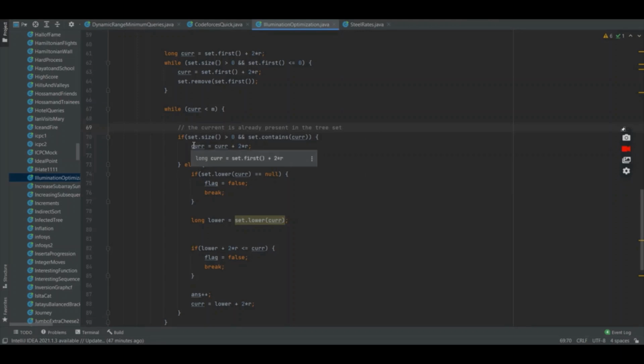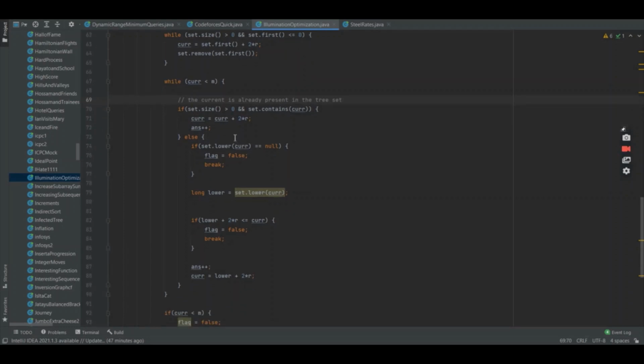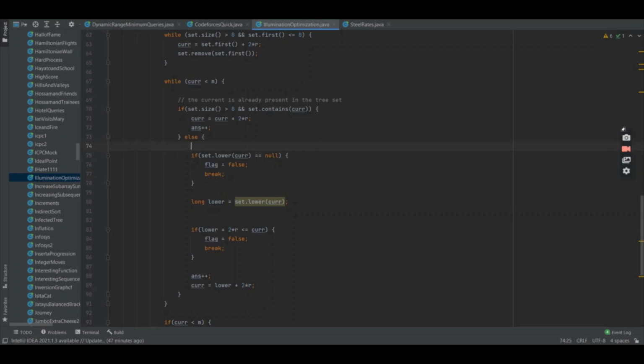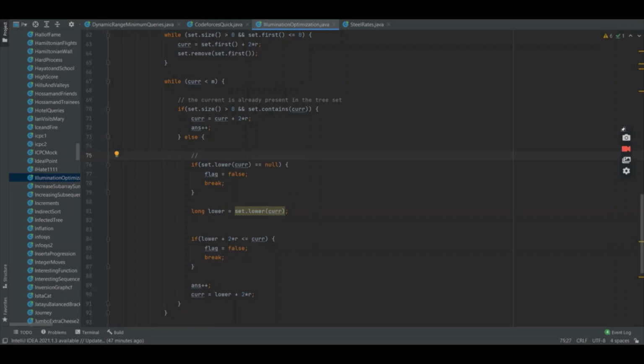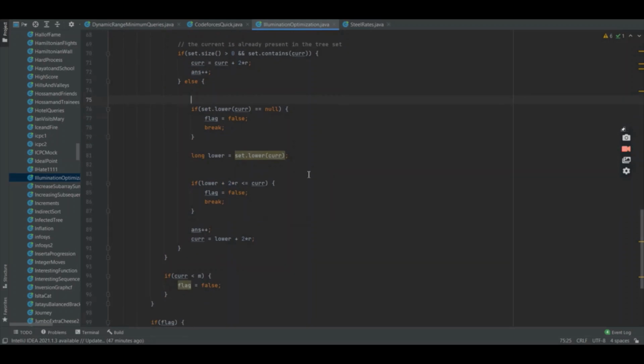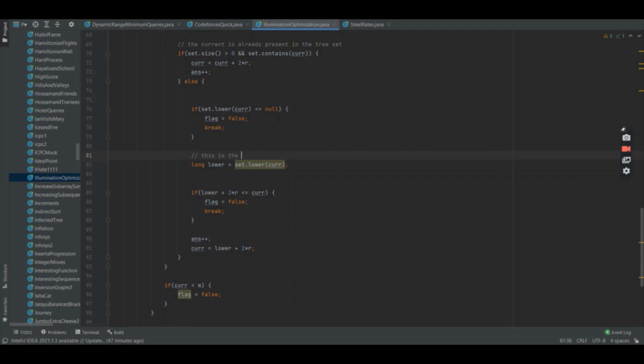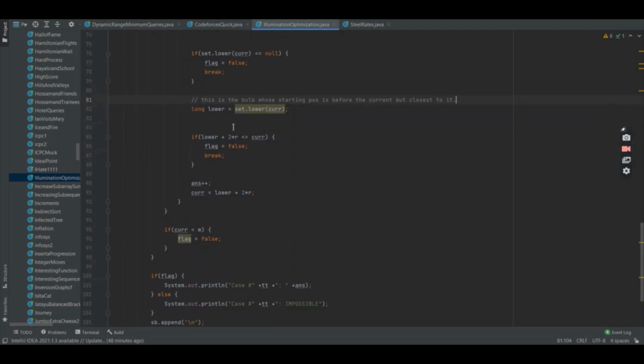So we'll update current by 2r, because each bulb is of width 2r, and move to the next position. Else we will find the lower value. If there is no bulb that is lower than the current position, then the answer is going to be false, and we are going to print that. Else we will take the lowest value, the bulb whose starting position is before the current but closest to it. We can do this by the lower function in the tree set.